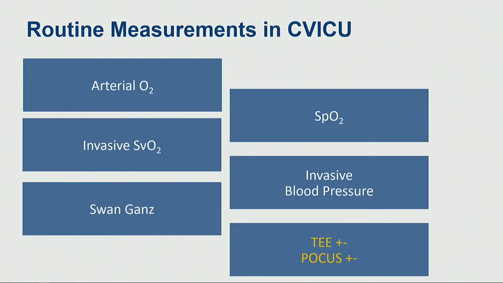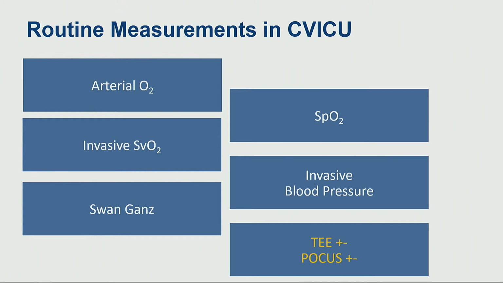So talking about monitoring, what are the routine measurements in an average CVICU, right? So we do all of this most of the time, or all of the time. We have an invasive arterial line, we have a PA catheter, or at least a central line where we're trying to do a central venous or mixed venous oxygen saturation.